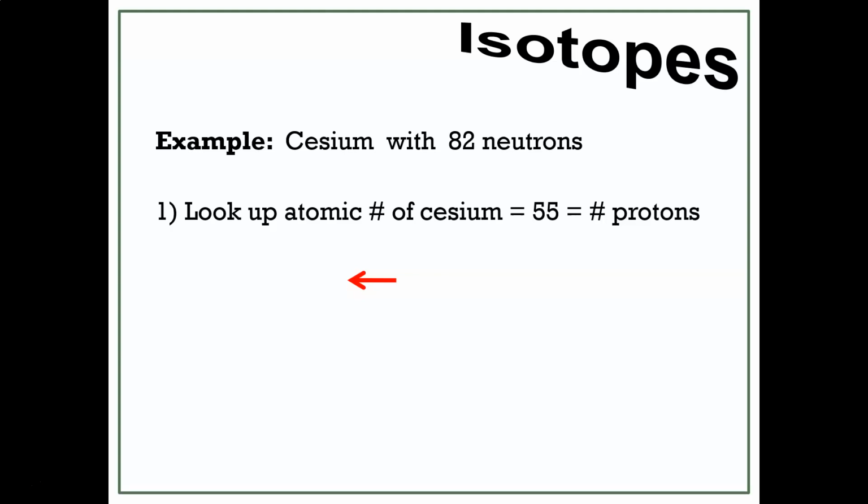So if we have cesium and we have 82 neutrons, we look up the atomic number of cesium on the periodic table and we find that it has 55 protons. When we have the top of our box for cesium on the periodic table, we would see that the number 55 is at the top. So that's the atomic number for cesium.